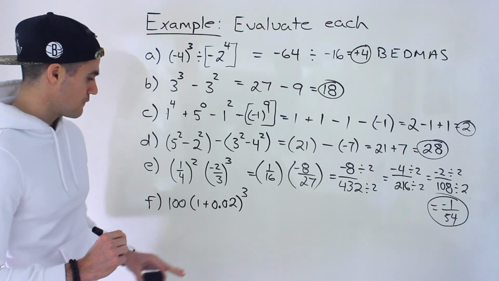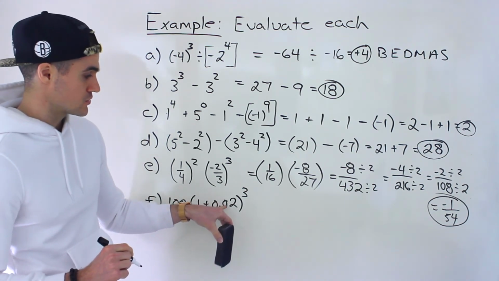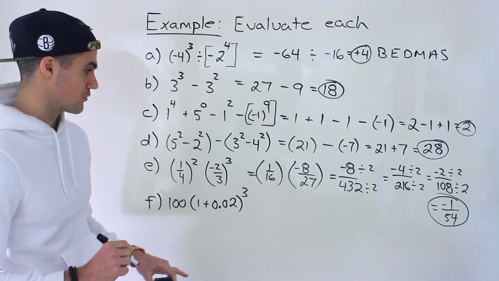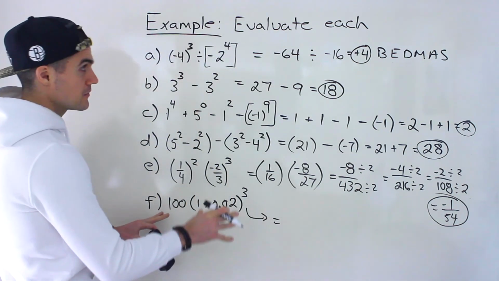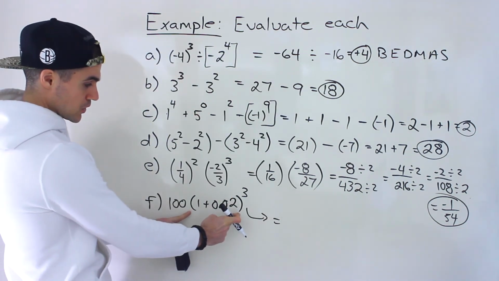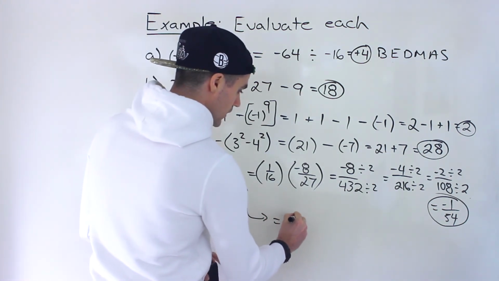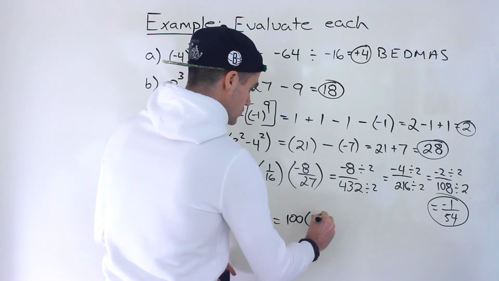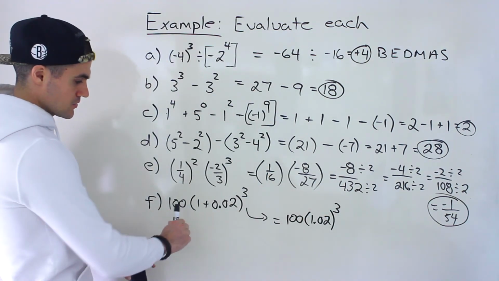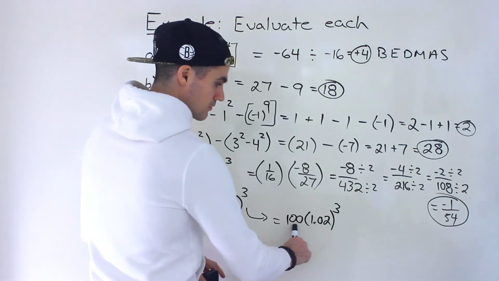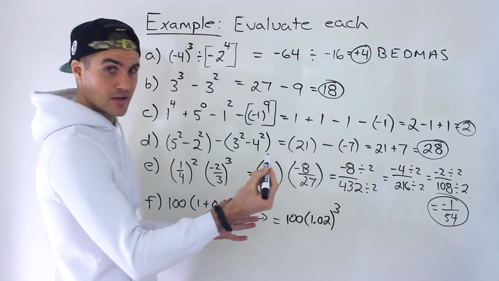And then part F, we have 100 times, in brackets, 1 plus 0.02, and then all of that is to the power of 3. So here, you got to be careful with your BEDMAS. So first we got to work with the bracket. So we would work with this bracket over here. So notice we could add these. So it would be 100, and then we have 1.02 to the power of 3. So notice we're multiplying here, right? But we have an exponent, so we would first have to deal with the exponential expression.